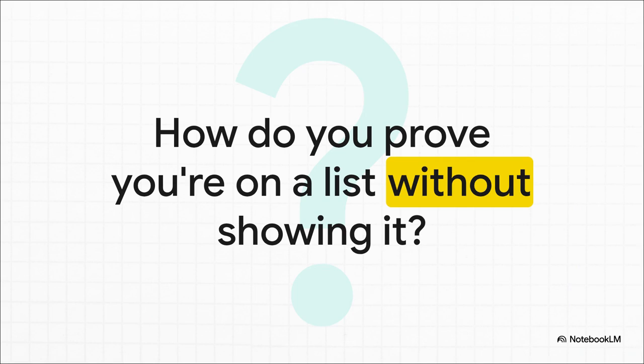So picture this. There's a massive guest list for some super exclusive event. You know your name's on it, but you gotta prove it to the bouncer. The catch? For privacy, you can't just hand over the entire list. So what do you do? That's the exact problem our code is built to solve. It's all about verifying one little piece of data inside a giant data set, and doing it securely and privately.